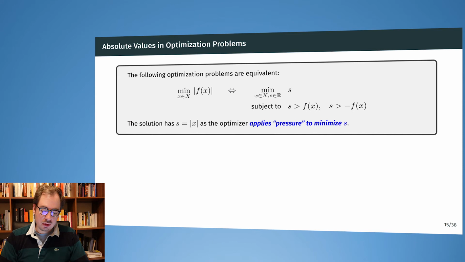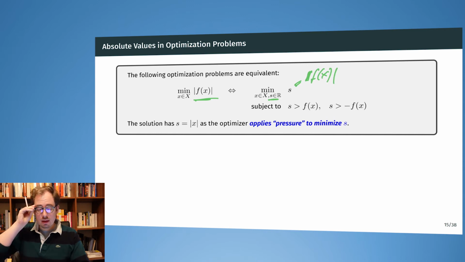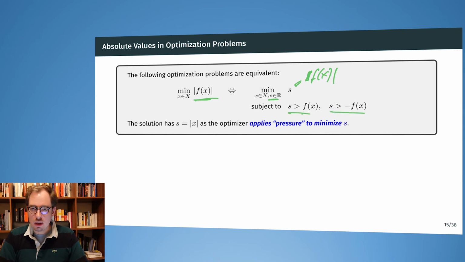So originally we are minimizing over the absolute value of f of x. And now we want to transform that into a convex optimization problem. And what we do is we are adding an additional variable s. And what we want to achieve is that s is exactly the absolute value of f of x. And in order to achieve that, we have to add two inequality constraints to our optimization problem.